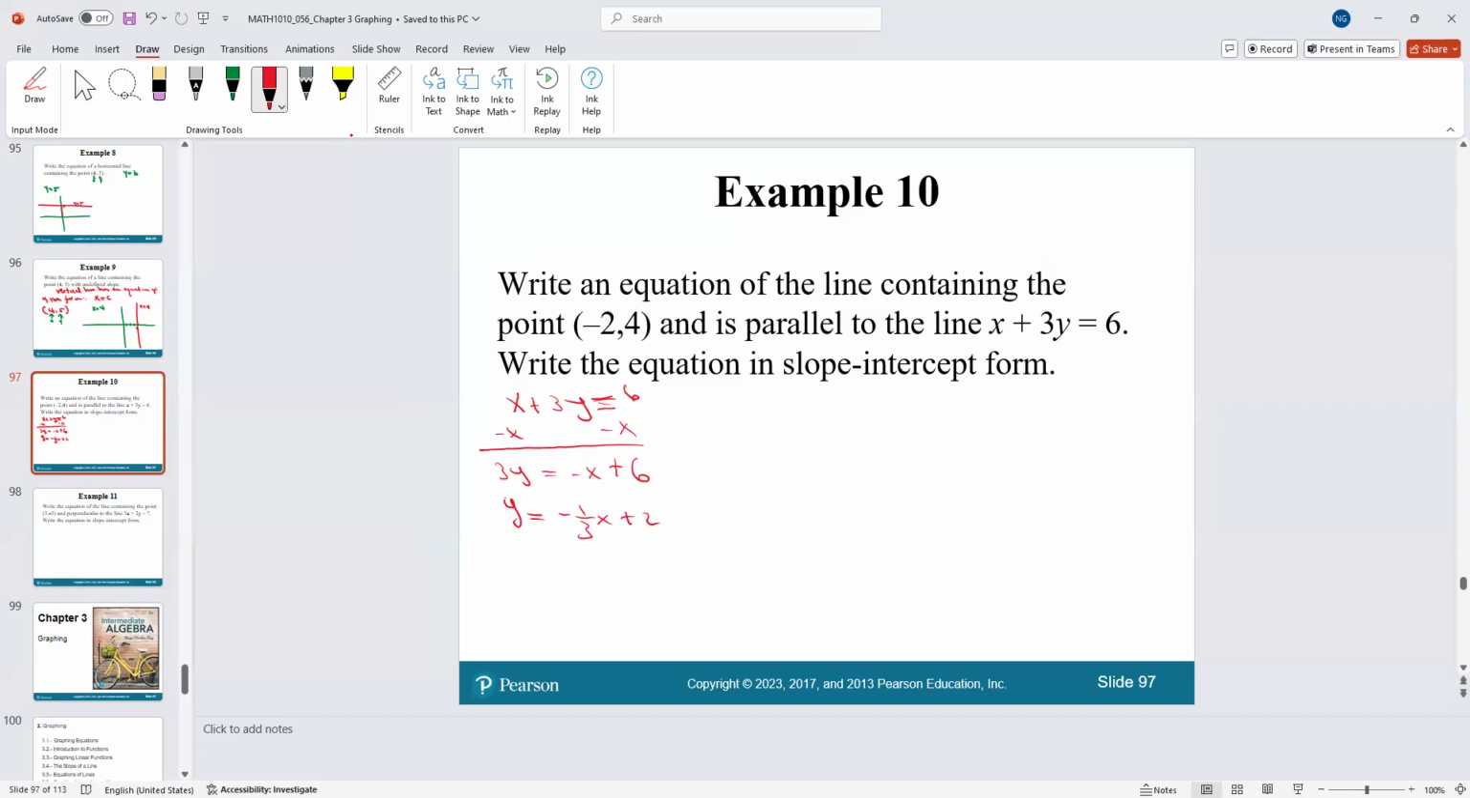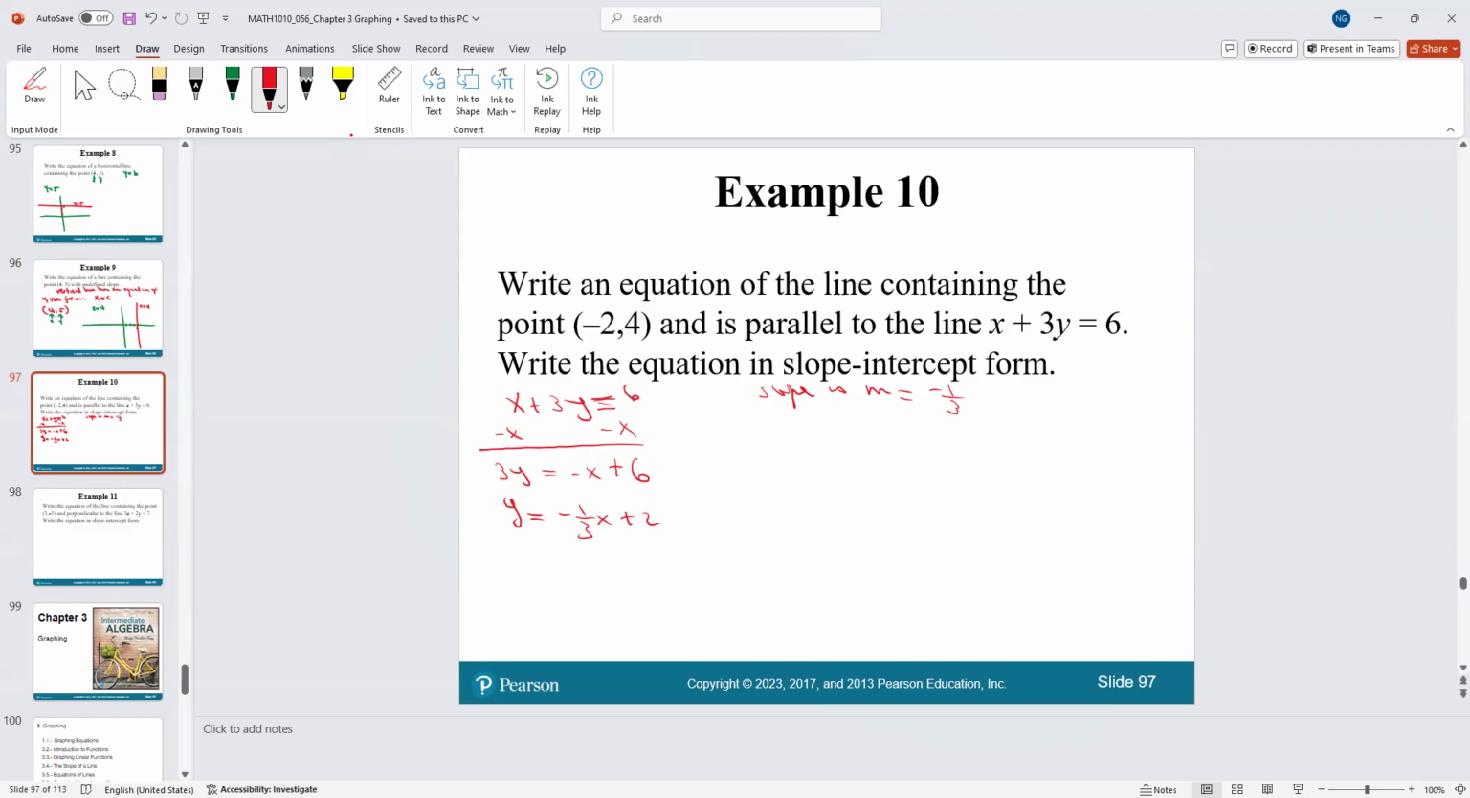Now, remember, two lines are parallel if they have the same slope. Okay? If they have the same slope. Now, since parallel lines have the same slope, the slope is m equals negative 1/3 for both of them. So we can use that for our new equation.